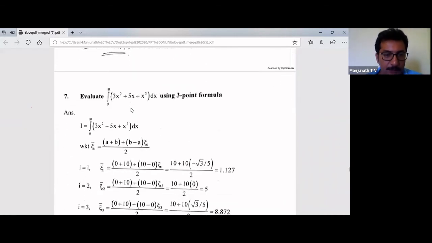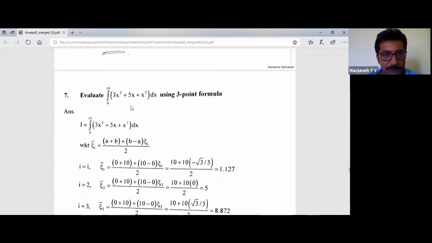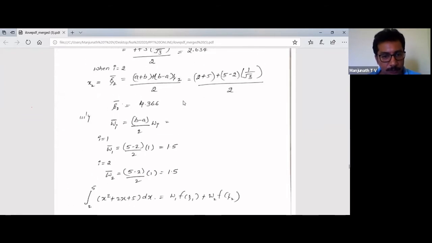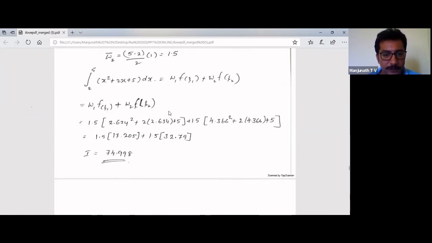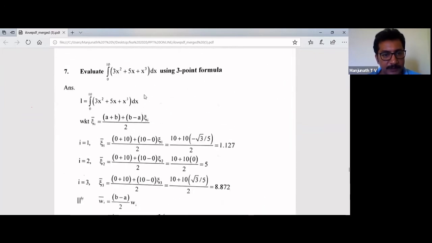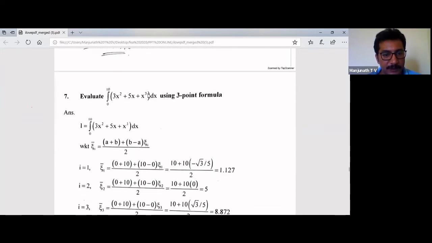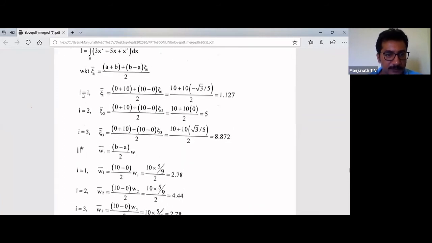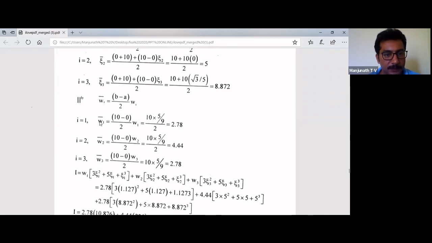There is one more problem or exercise I have given here, for the 3-point formula. But as per your syllabus, we only have up to the 2-point formula. If you want, you can also solve it. It is also very simple, using the same zeta and w equations for the number of sampling points. For the first, second and third sampling points, we calculate zeta 1, zeta 2, zeta 3, and similarly W1, W2, W3, and we are going to get the values like this.